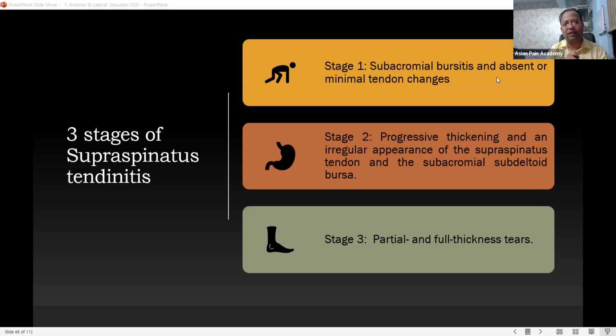Okay, so the first step, most of the time, is without any tendon changes. Stage 1: subacromial bursitis and absent or minimal tendon changes. Then gradually stage 2 comes, where there is a tendinosis, the supraspinous tendon is affected. And in stage 3, it is a partial or full thickness tear. So remember, when there is disease in the tendon, that may be the second or third stage. First stage is acute bursitis, and the tendon may be normal.